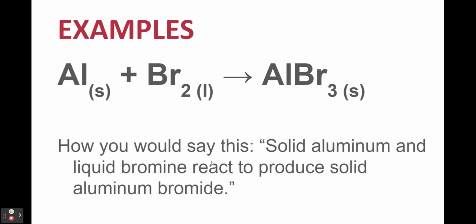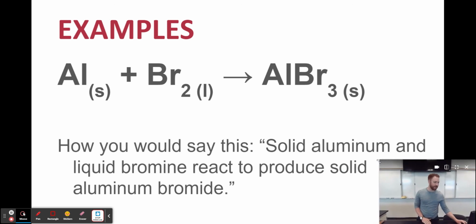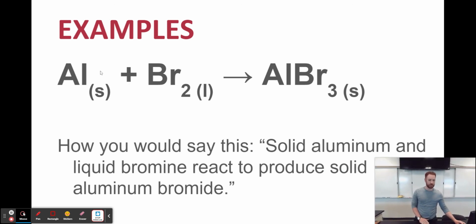So the thing that this makes possible is that another thing you need to be able to do is say what these reactions are. So looking at this reaction up here, you wouldn't say Al subscript S in parentheses plus Br2 L in parentheses arrow AlBr3 subscript S in parentheses. That's not how you would say this. You would say the different parts of it. So you would say solid aluminum and liquid bromine react to produce solid aluminum bromide.